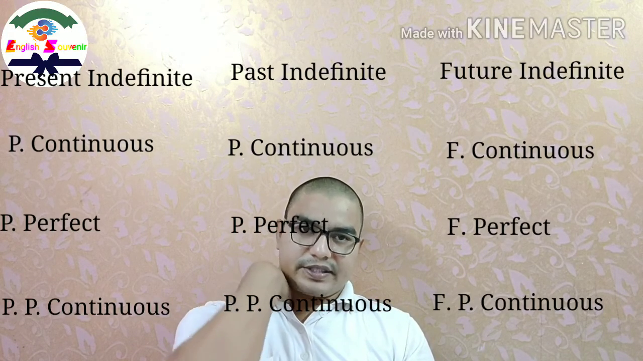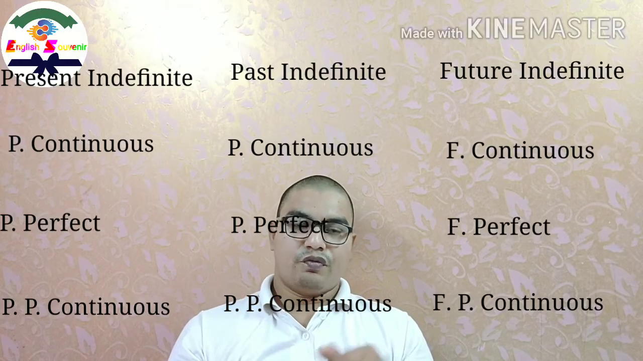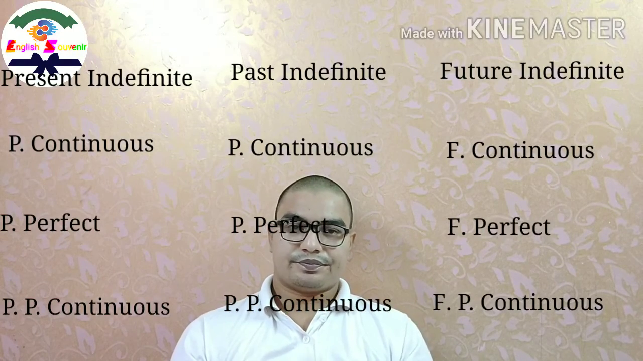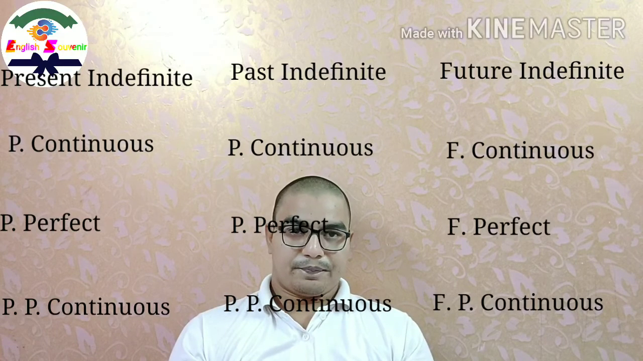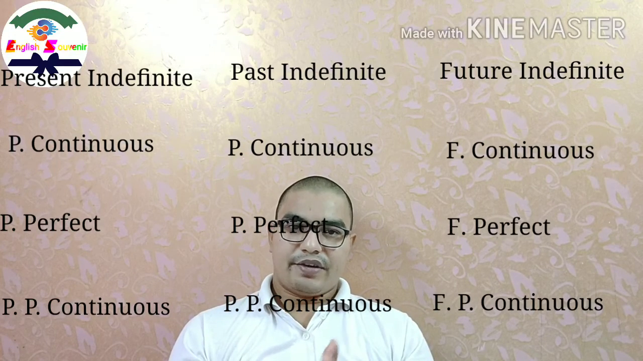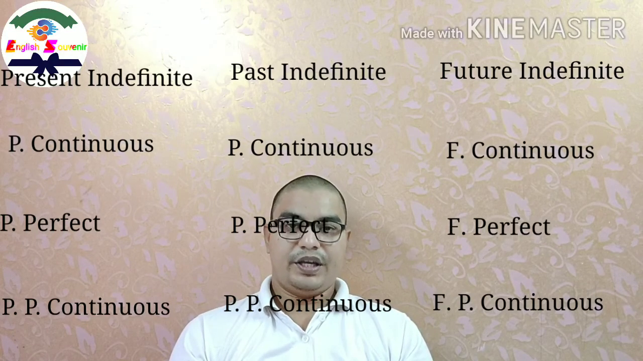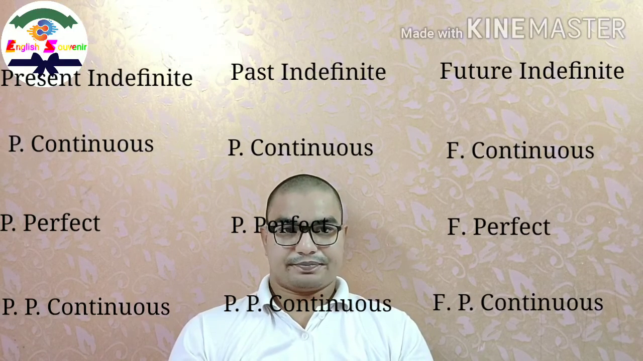In the present continuous, past continuous and future continuous, in these three we use being, and the auxiliaries are the same. In the fourth one, the auxiliaries are the same, and we use being form, okay, for making the passive voice.